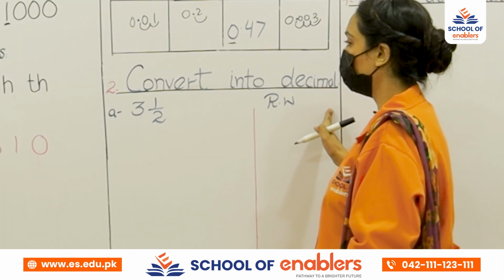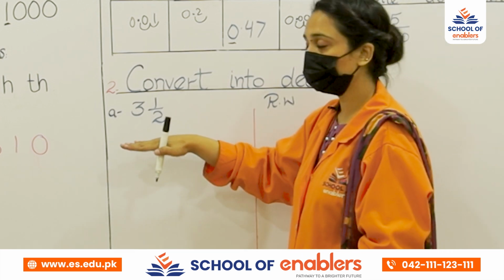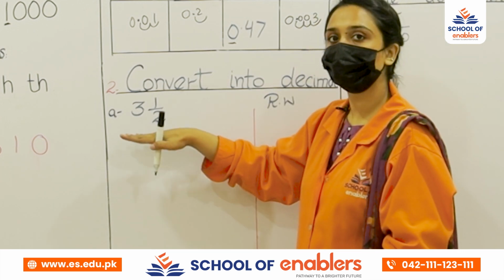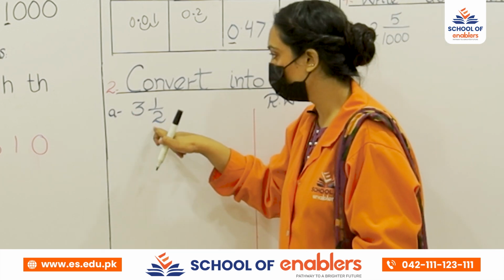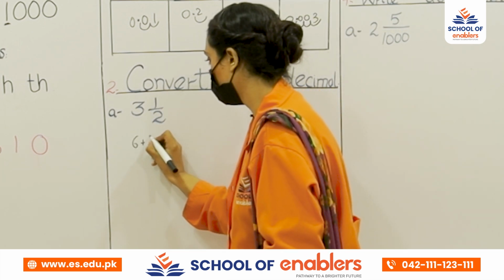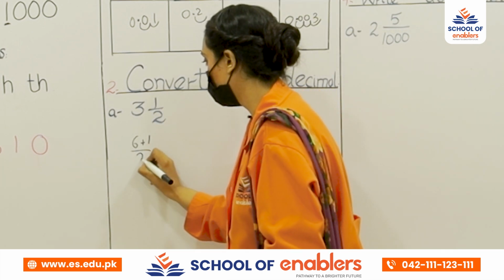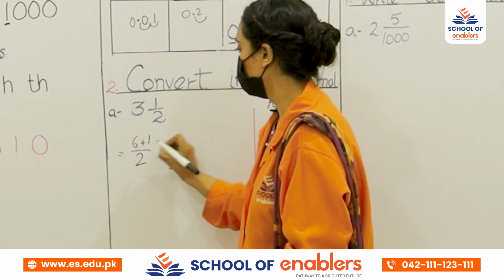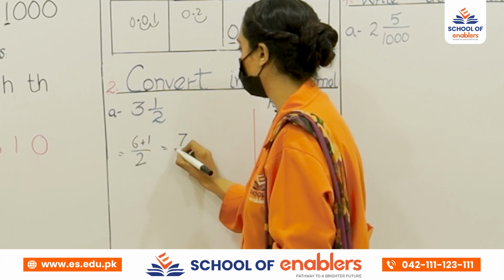Convert into decimal places. How? This is a mixed fraction. First we'll change it into an improper fraction. How? 3 2s are 6. 6 plus 1, 7 over 2. So this is equal to 7 over 2.